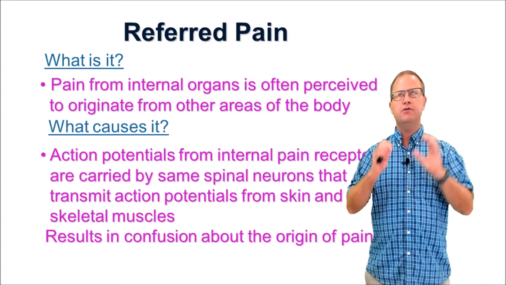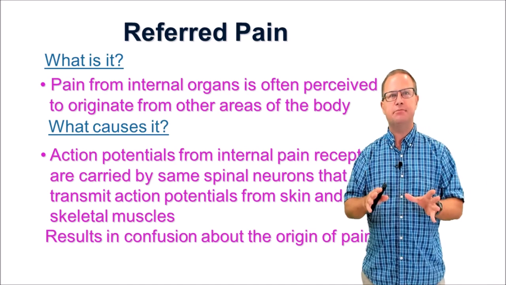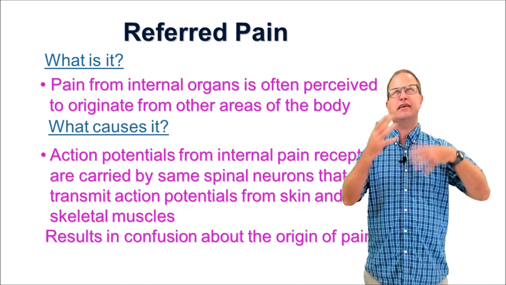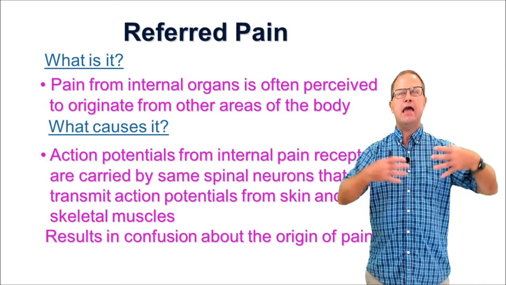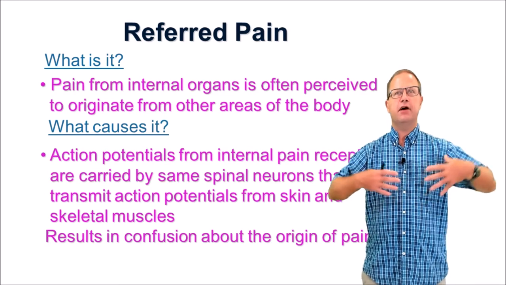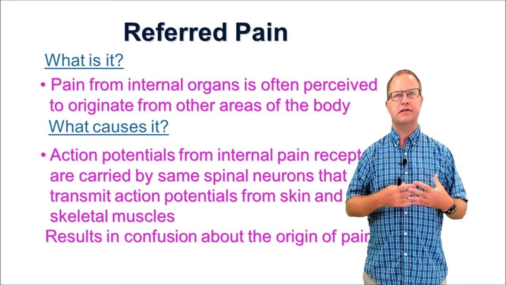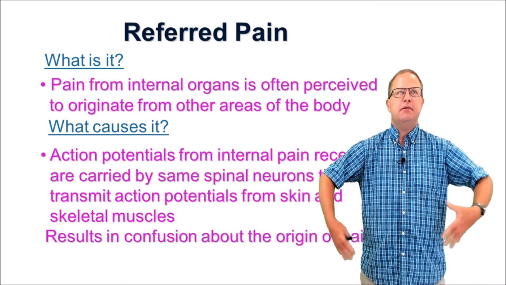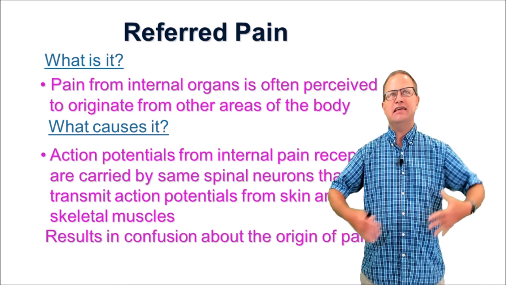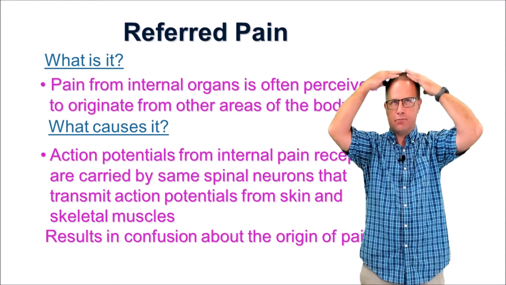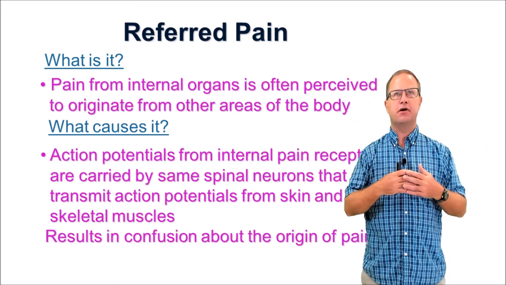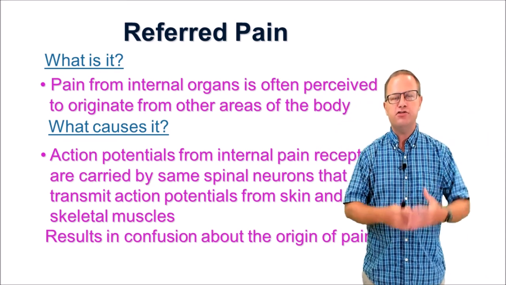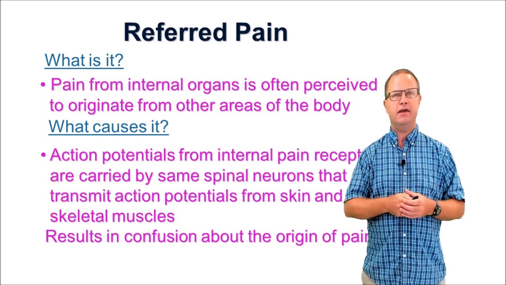Okay, then there's a phenomenon called referred pain. We said before that nociceptors were the receptors that detect pain, but referred pain is basically confusion about the origin of pain, and it mainly deals with pain originating from the abdominal cavity or our body organs. And what happens is that some of these nerve pathways that are used on the inside of the body aren't mapped out in the brain in the same way as your skin receptors are, and so sometimes there's some confusion about the origin or location of that pain.